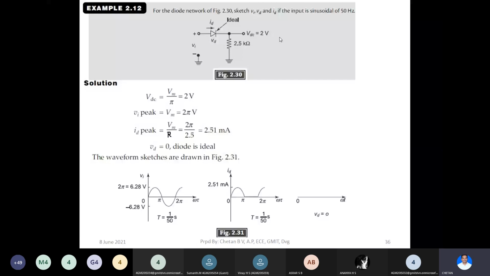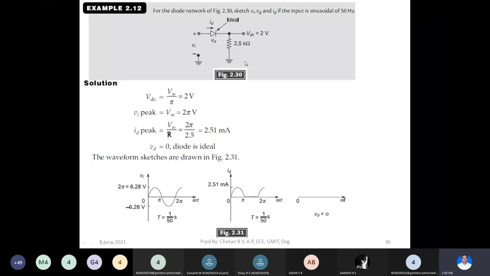Already we have derived this. The mean output voltage, or DC output voltage, VDC, is VM by pi, which is equal to 2, right? If you make a cross multiplication, VM would be equal to 2 times pi, 2 pi volt. You can also substitute the value of pi as 3.414 and calculate the value also. But for the time being, we have kept that as pi itself, right? 2 pi.